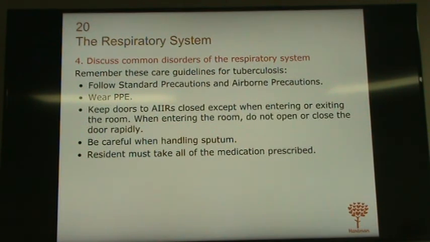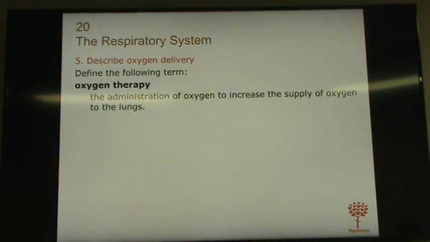So normally they can only come back to the nursing home towards the end of their treatment, once the treatment is almost concluded, and they know at that point it's not contagious anymore. Oxygen therapy, we talk about that.